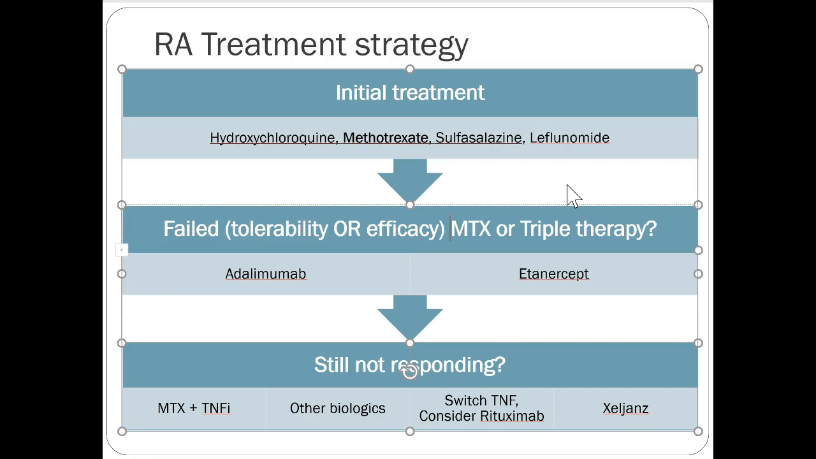If they don't respond to that, we're going to switch TNF-alpha agents, maybe consider rituximab, and then remember that Xeljanz is an option too as an oral therapy for patients. And through all of this, don't forget that you can still use things like ibuprofen for breakthrough pain. NSAIDs will work well for people with these symptoms, but ultimately, chronically, it's not going to provide benefits, so we need these DMARDs on board to work with that.